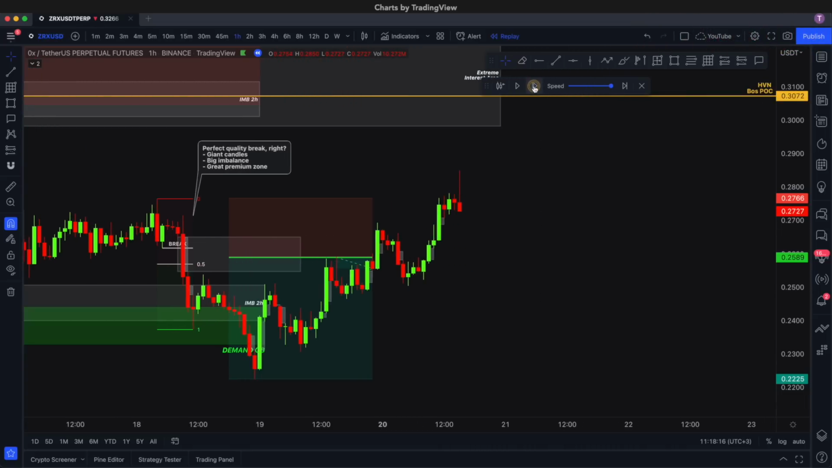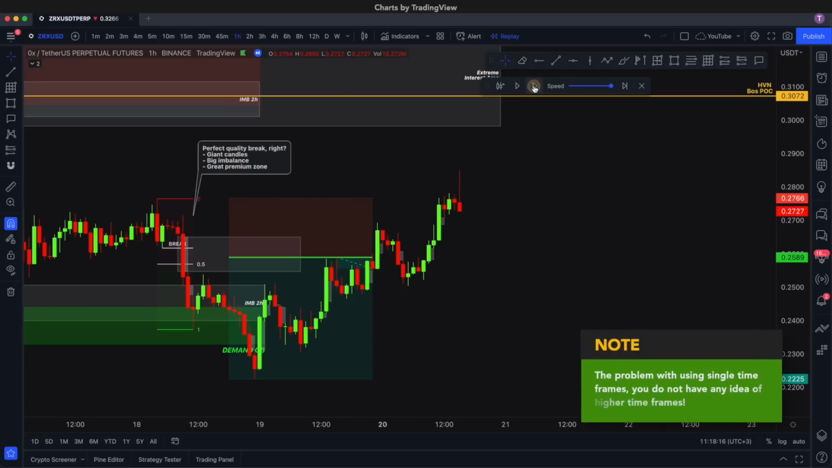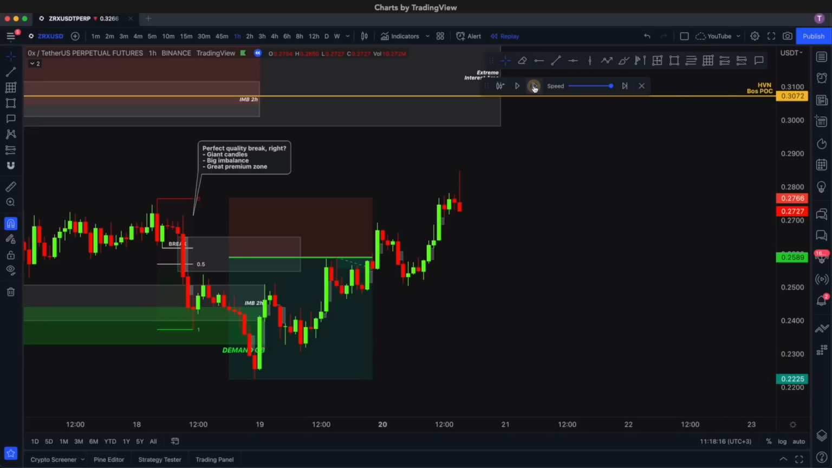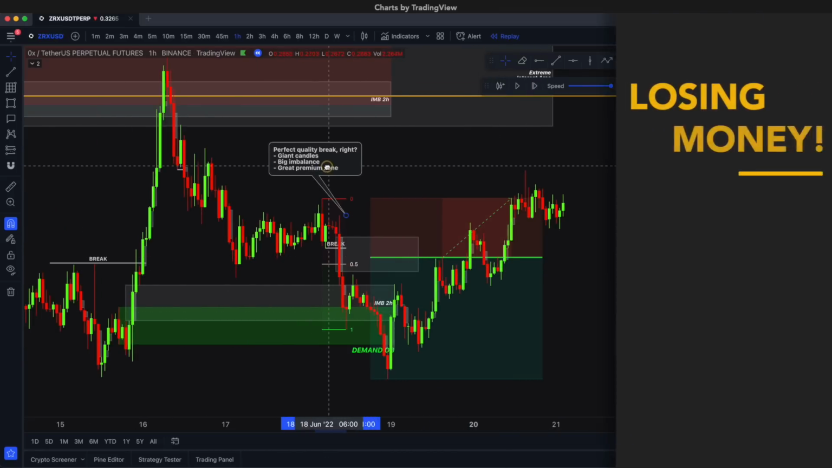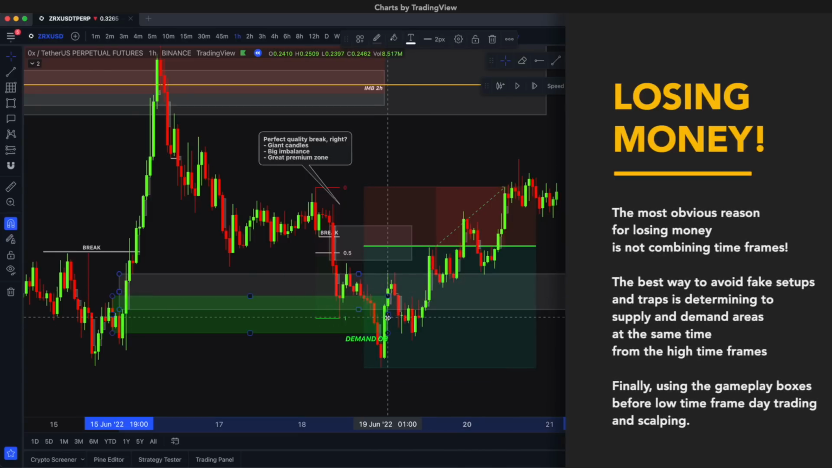As you can see, if you use a single time frame and if you do not check the left of your charts, your failure rates will double because your analysis will be weak. In this example, I'm trying to short this high quality break. I would definitely try to short this if I did not know there was an imbalance and order block from the high time frames.